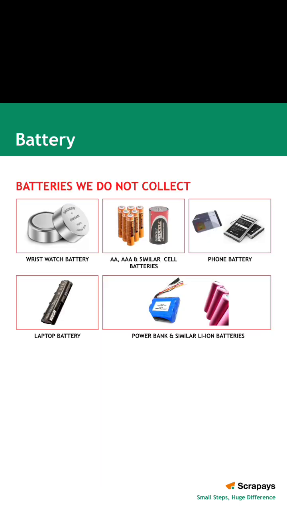Batteries you do not collect: wristwatch batteries, AA batteries used in remotes, in torchlights, etc. Phone batteries, laptop batteries, power bank batteries, we do not collect those. And any of the batteries that look like the batteries on this list, we do not collect it.